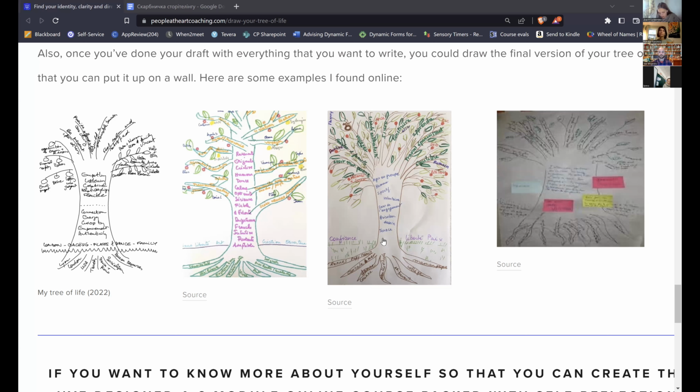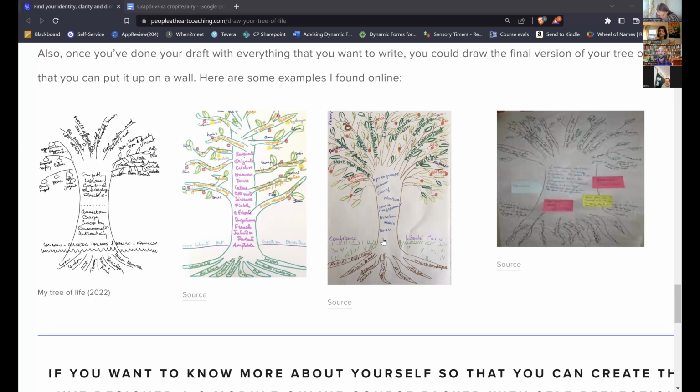Тобто люди, які вас підтримують, люди, з якими вам приємно бути, це листя. Намалюйте листочки, напишіть цих людей. You can even include people that you have never met. Ви навіть можете включити сюди людей, яких ви ніколи не зустріли.